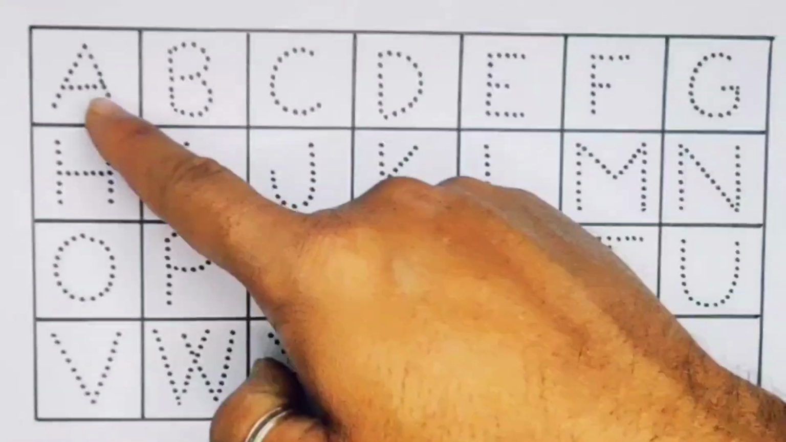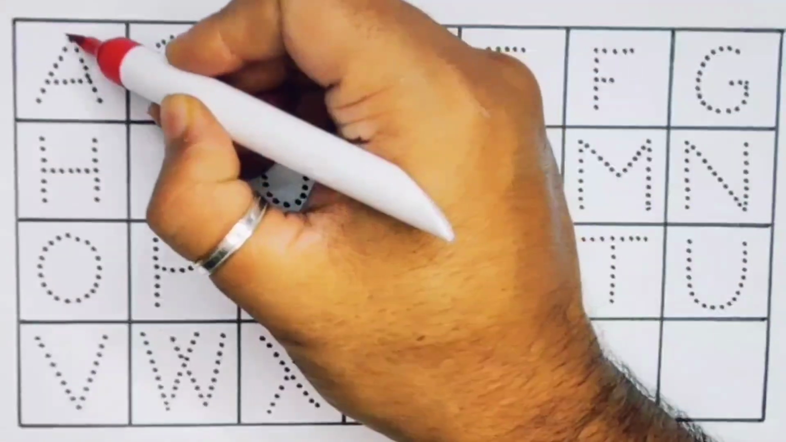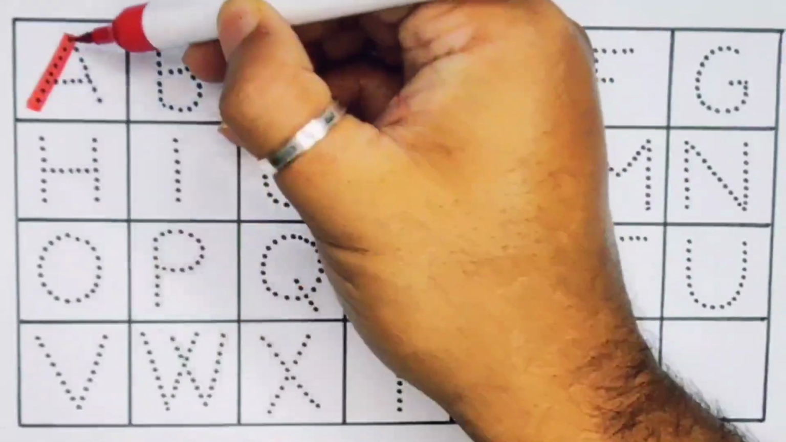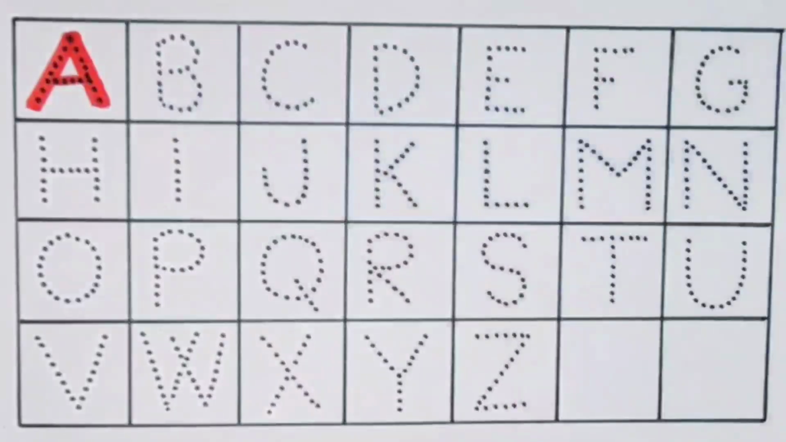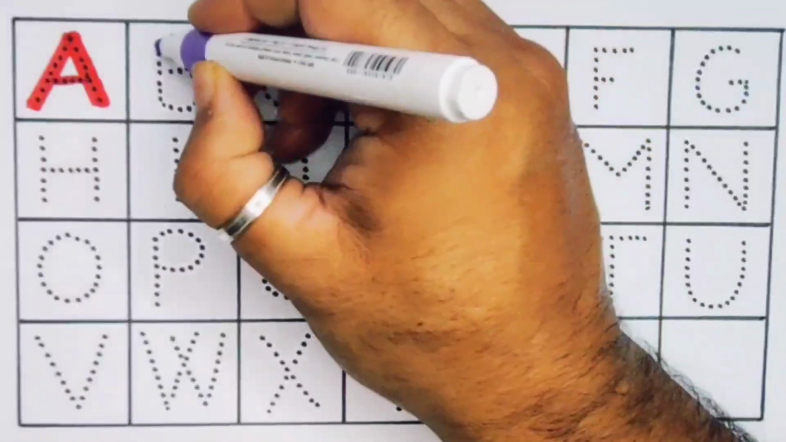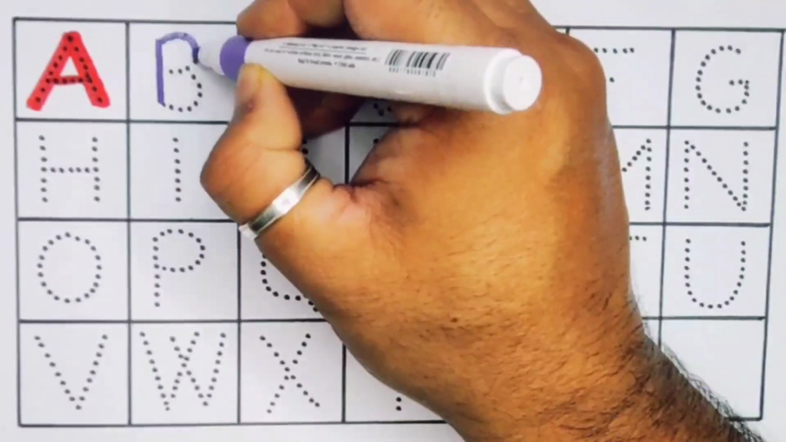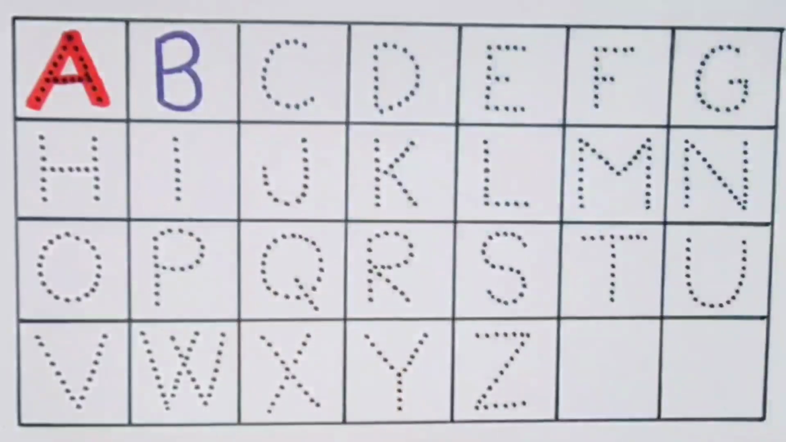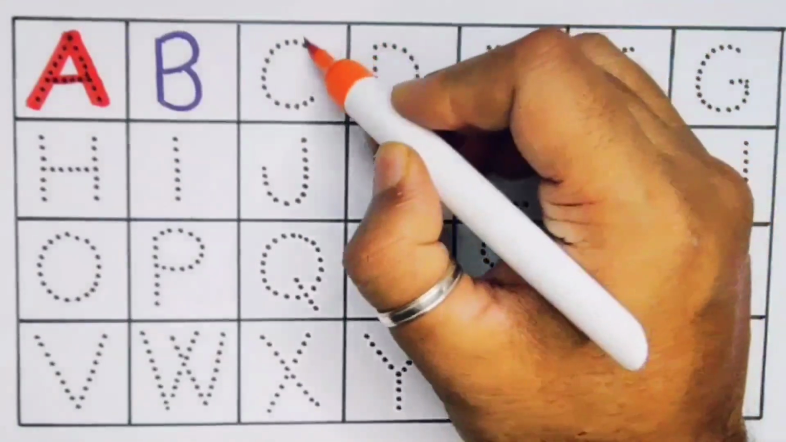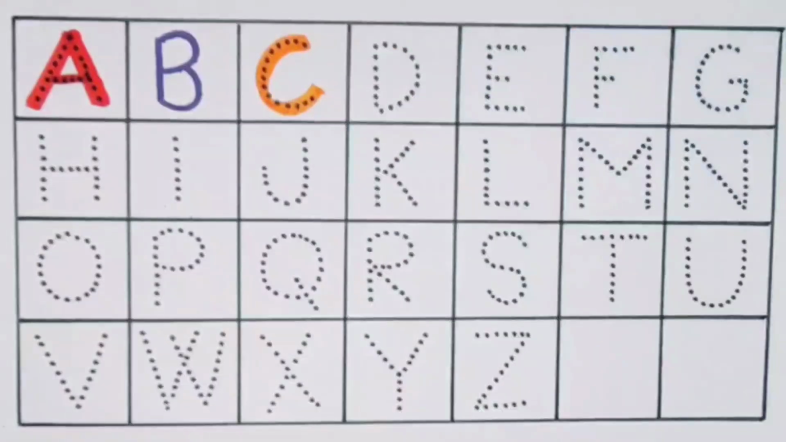Now let's learn the alphabet A to Z. First, A for aeroplane. Next, B for butterfly. Next kids, C for car.